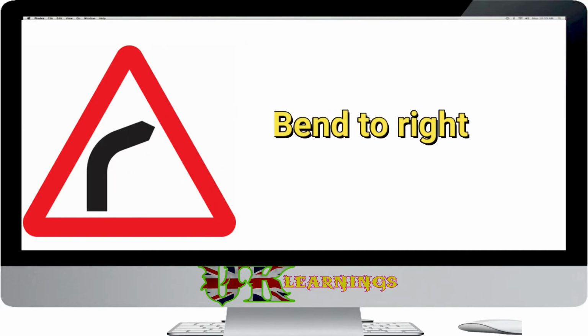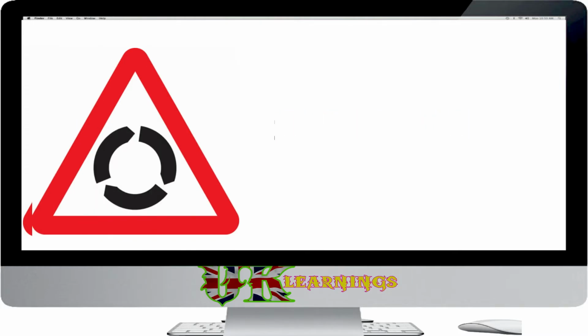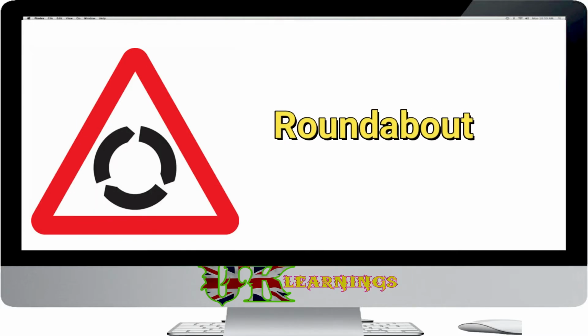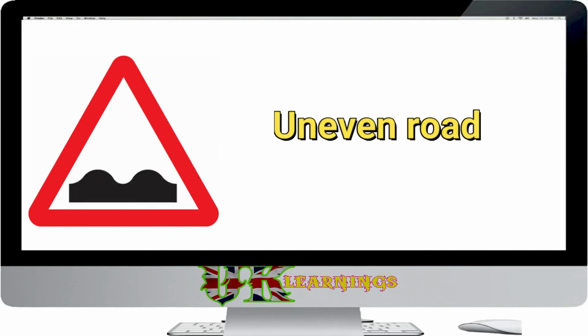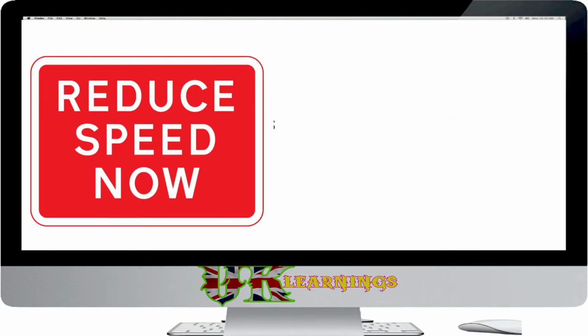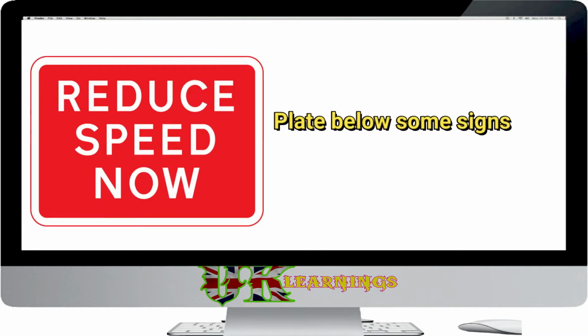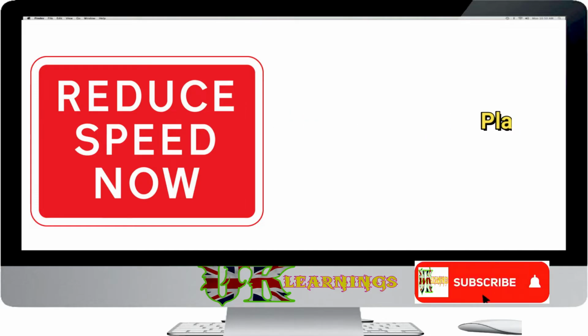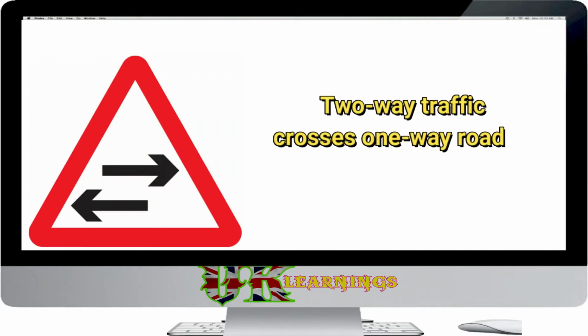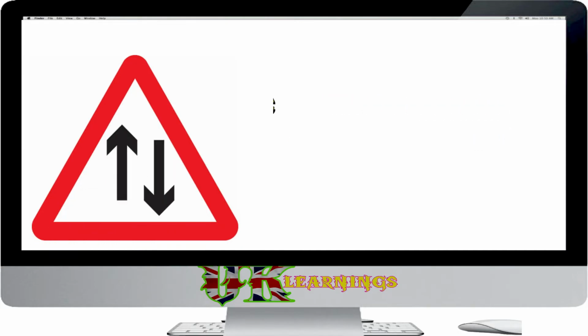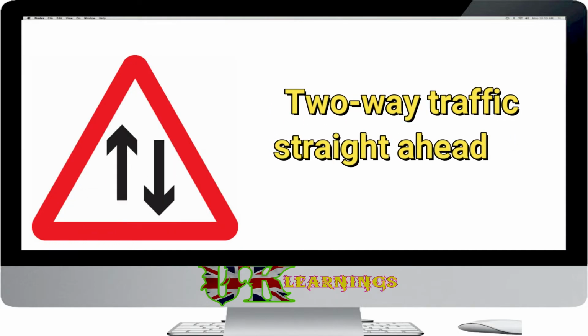Bend to right. Roundabout. Uneven road. Plate below some signs. Two-way traffic crosses one-way road. Two-way traffic straight ahead.